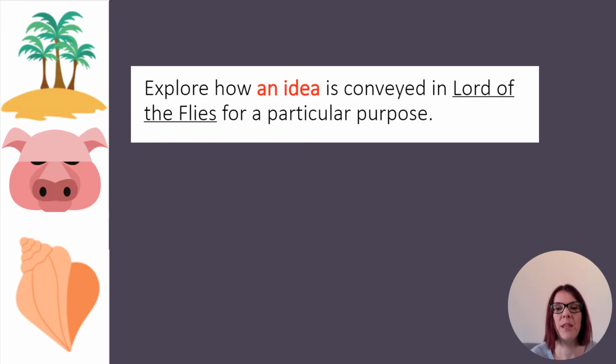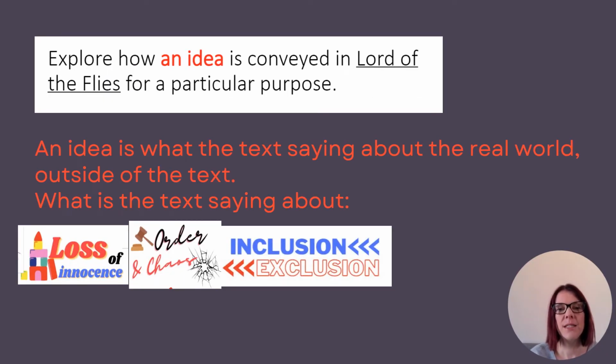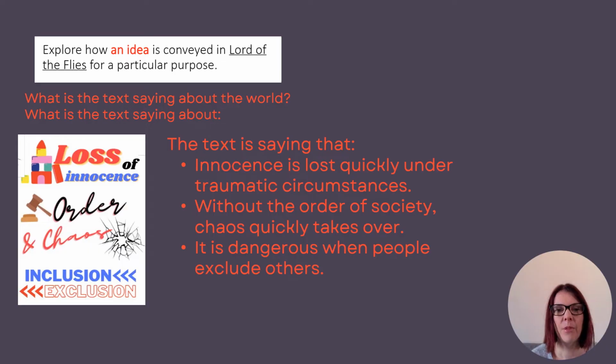Next up, we're going to look at the idea. So an idea is what the text is saying about the real world outside of the text. And what is this text saying about loss of innocence, order and chaos, and inclusion and exclusion? Well, perhaps it's saying that innocence is lost quickly under traumatic circumstances. Or maybe that without the order of society, chaos quickly takes over. Or maybe he's saying it's dangerous when people exclude others. These are just a few different ideas from the text. I'm sure you've come up with many more.